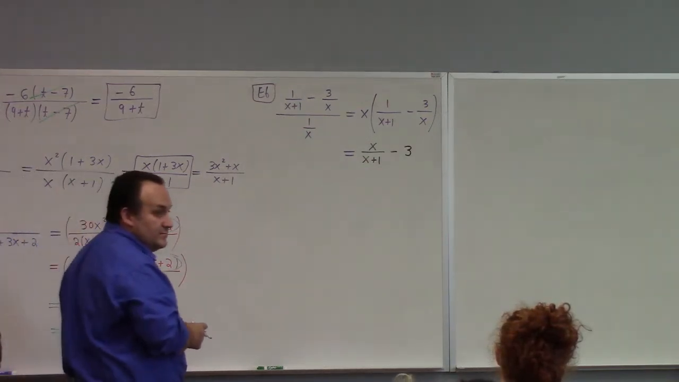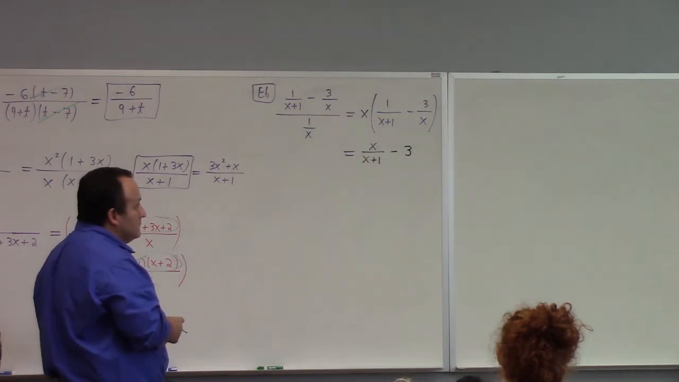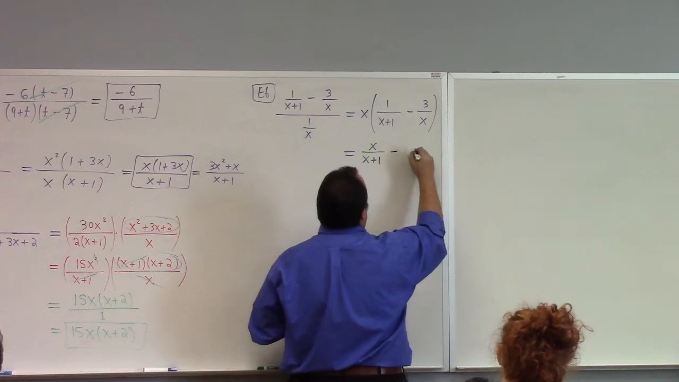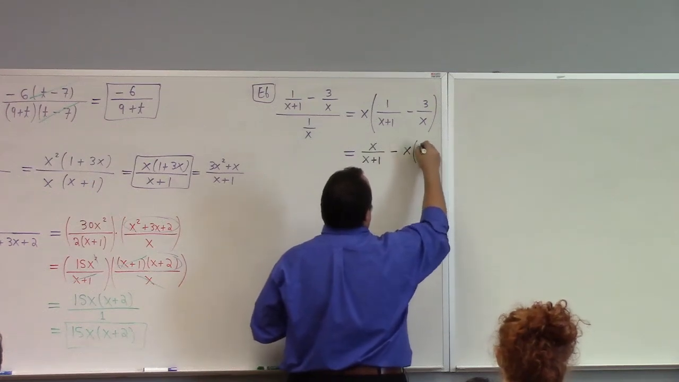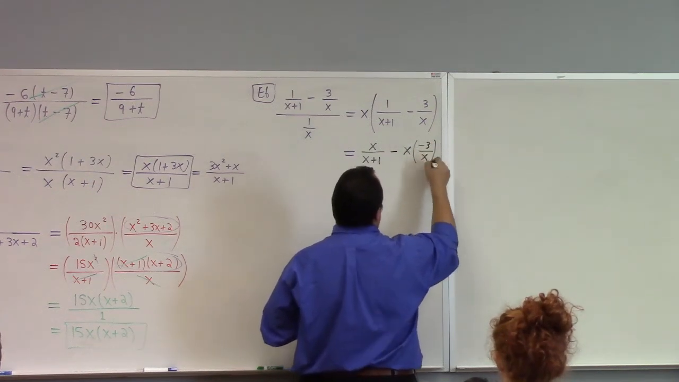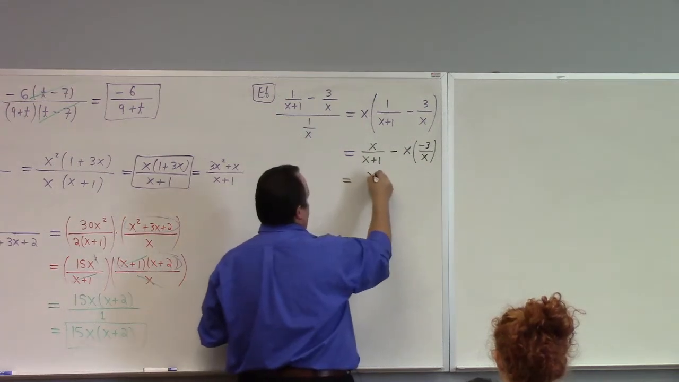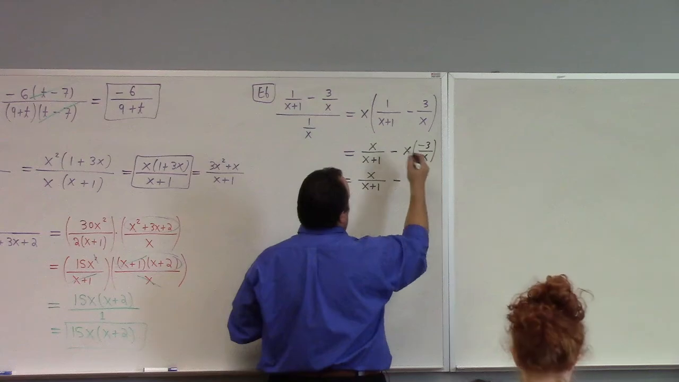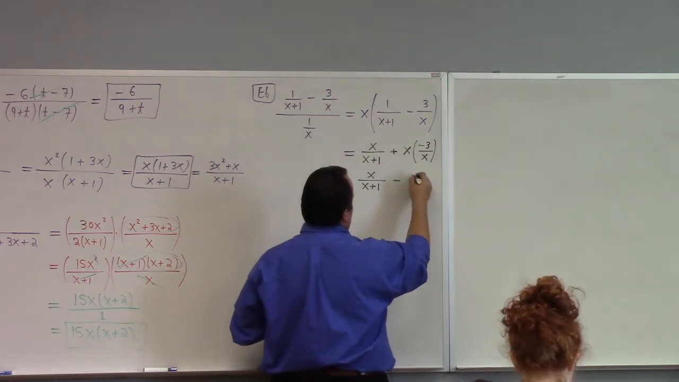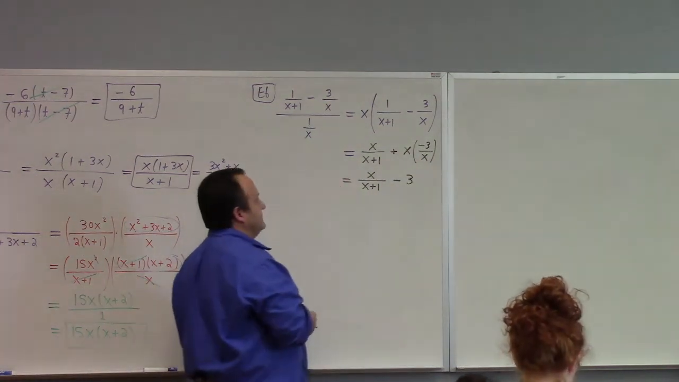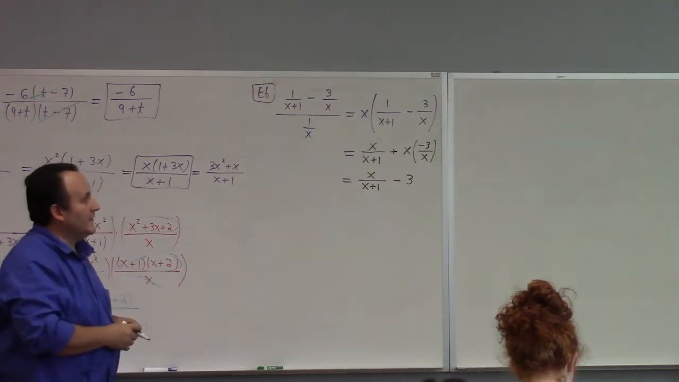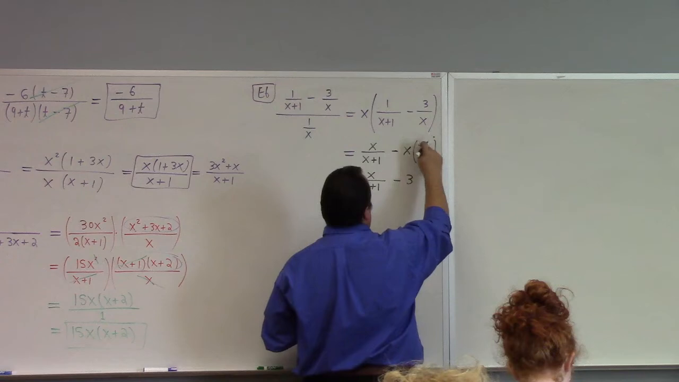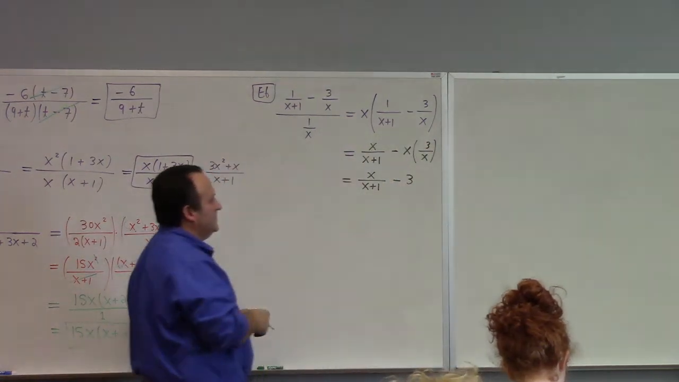Wait, why did the x not get distributed to the... It did. You want me to write another step? x times minus 3 over x, so these x's are canceling. Let me just leave the minus out here. This is more natural for me. Like that, okay, yeah.